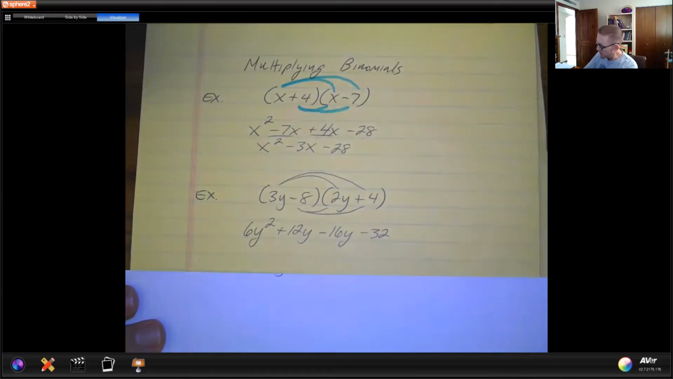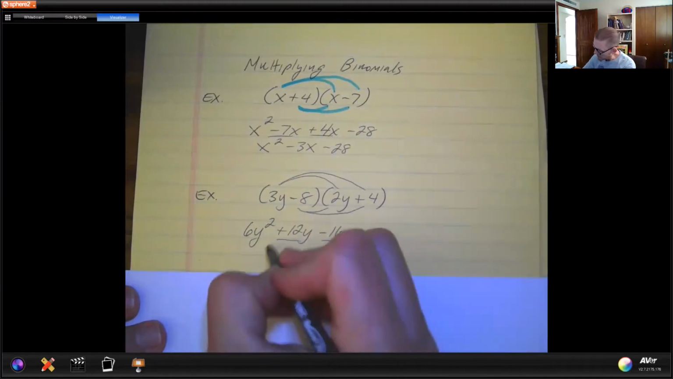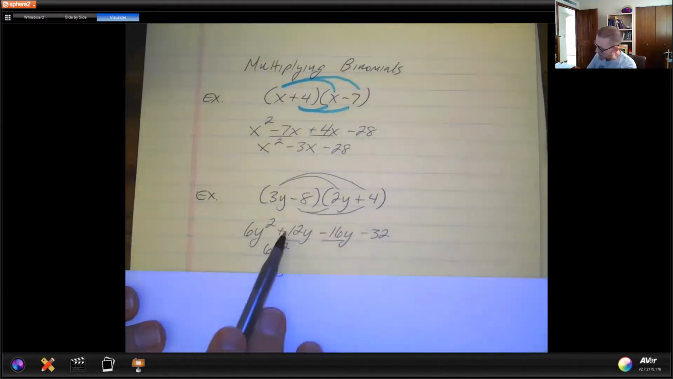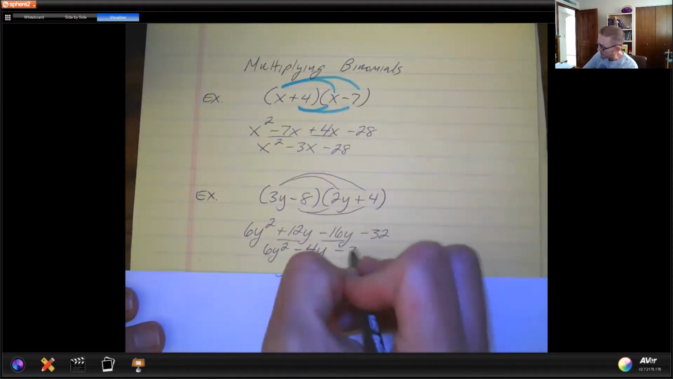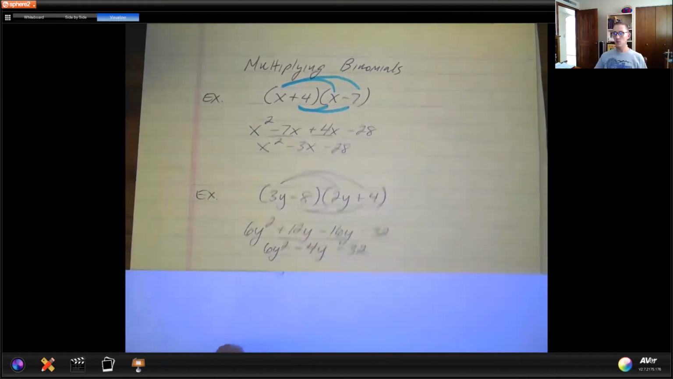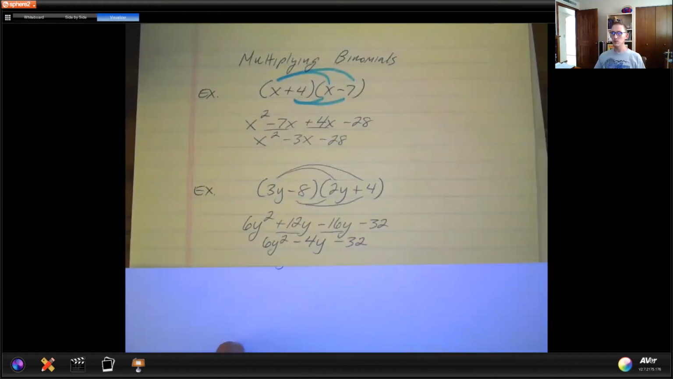We're going to look for like terms. And sure enough, we have like terms in the middle again. So I'm going to have 6y squared in front. A positive 12 and a -16 is -4y. And then -32 at the end. And that would be your final answer after multiplying binomials. So you're going to take everything from the first parenthesis and distribute it into everything in the second parenthesis. And this concept can actually take place even if they're larger than 2 terms times 2 terms. If I had a trinomial times a trinomial, I would just send all 3 from the first one and multiply it to all 3 in the second one.